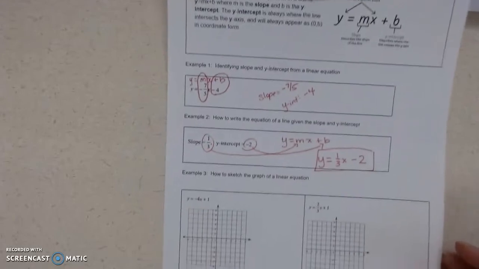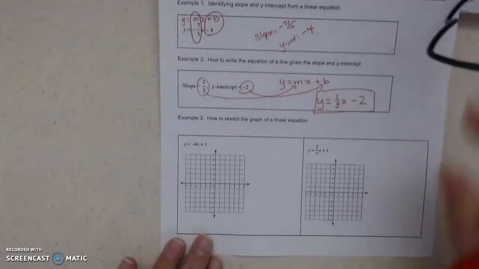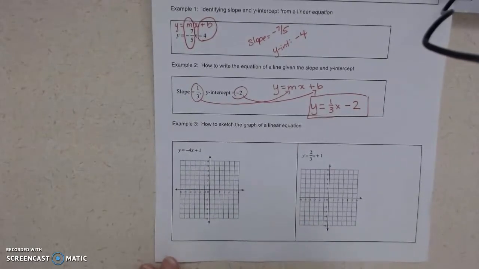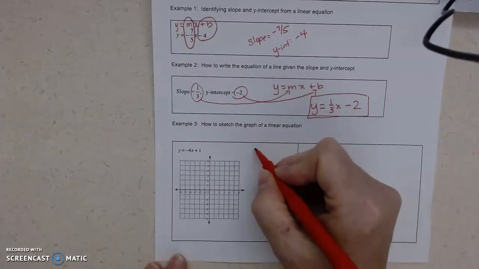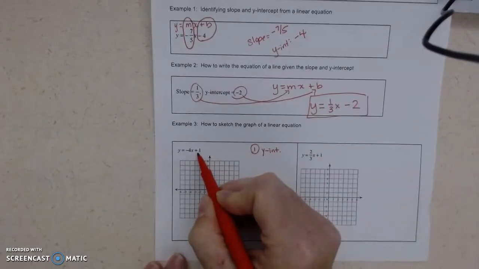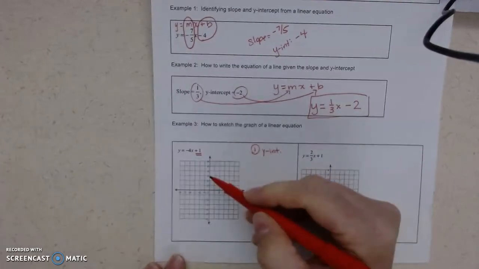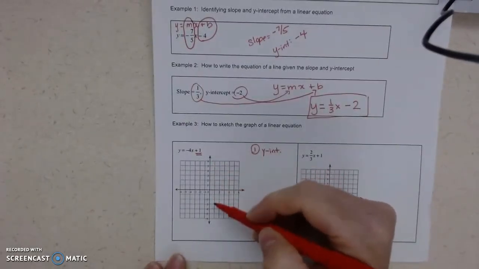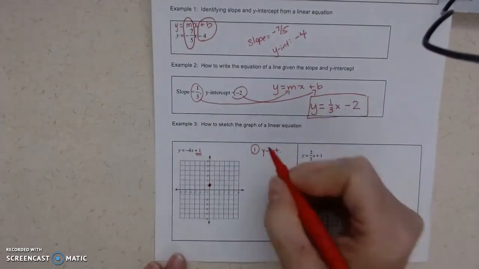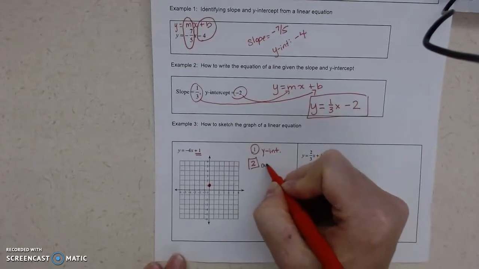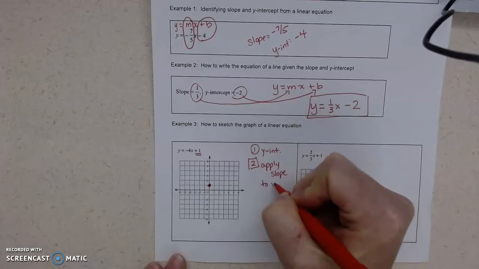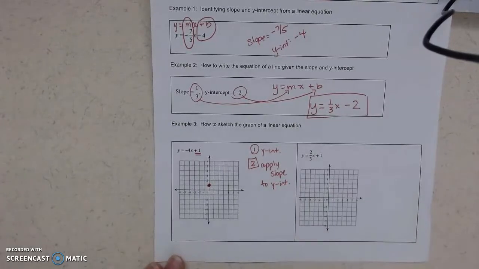All right, now, when you want to graph a line, the quickest way is if your line is already in slope-intercept form. So, step 1, you want to graph the y-intercept. So our y-intercept is positive 1. So on the y-axis, you're going to go to positive 1, and you put your first dot. Our second step is you want to apply the slope. But we apply the slope to the y-intercept since that's already on our line.